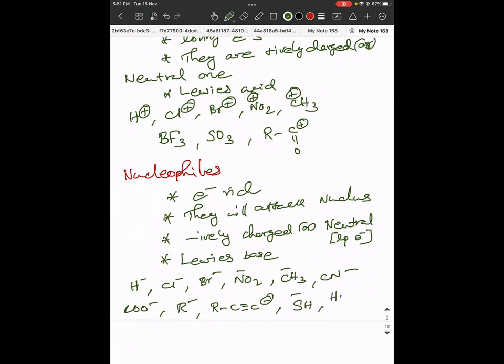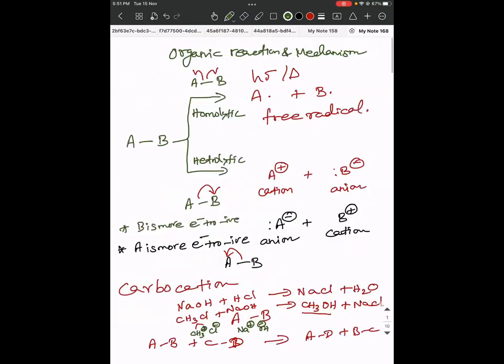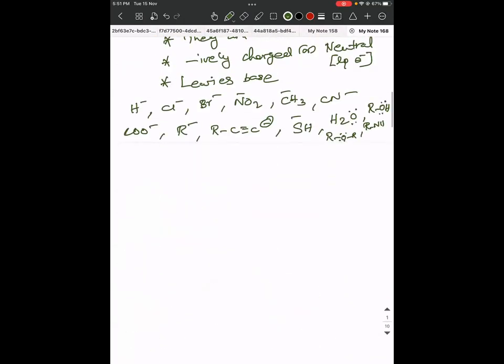For the neutral, H2O. It's a nucleophile because the oxygen contains a lone pair of electrons. Wherever you have a lone pair of electrons, it will be a nucleophile. Oxygen, ether. Alcohol, ether, acid, amine. Okay, they are nucleophiles. Now we'll go to the radical.